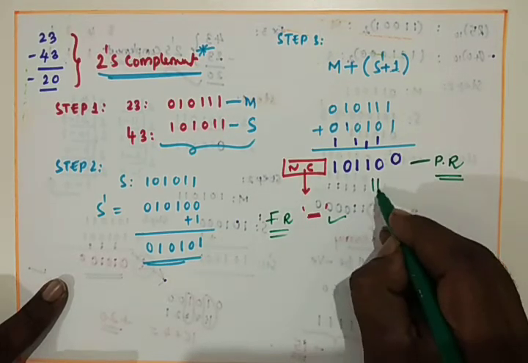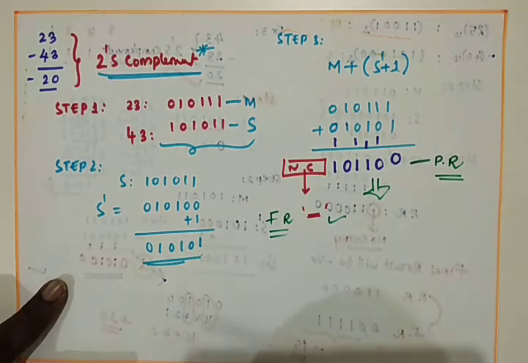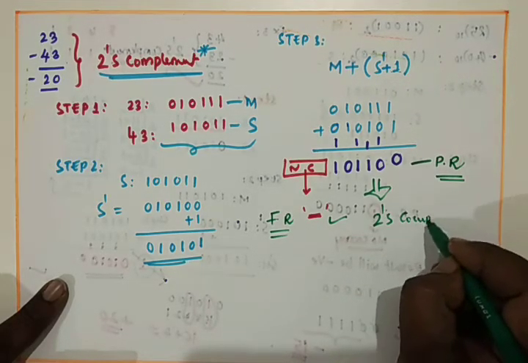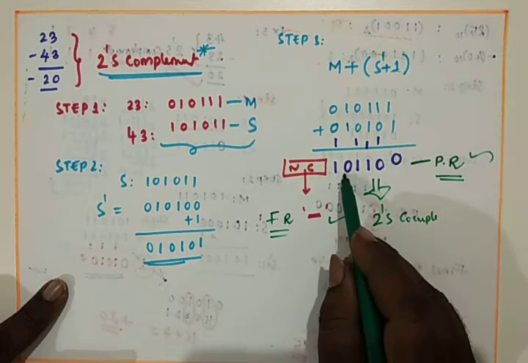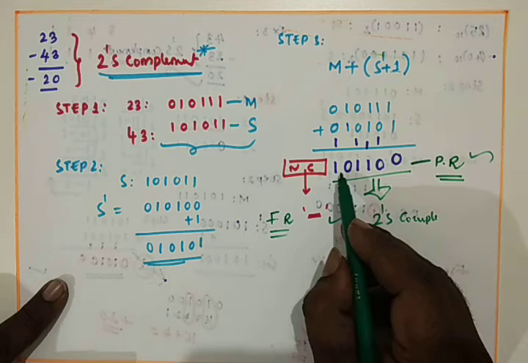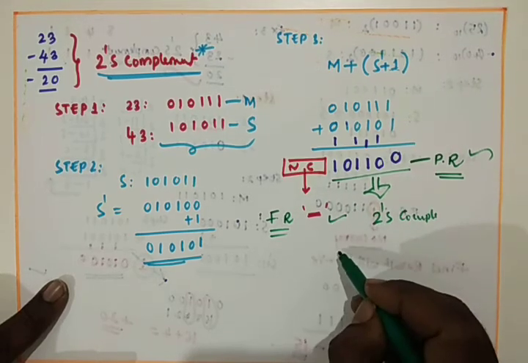But to get the final result, we have to perform the 2's complement again, the 2's complement of the primary result. The 2's complement means the 1's complement plus 1. This is the 1's complement. Perform the 1's complement. The 1's complement will be 1.